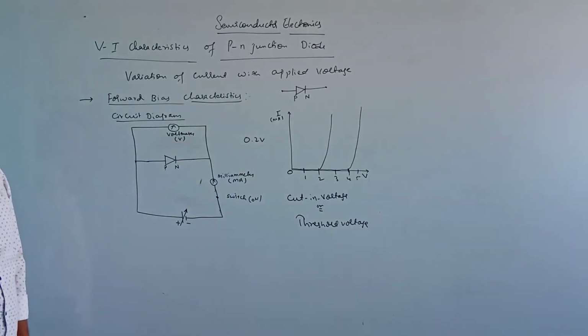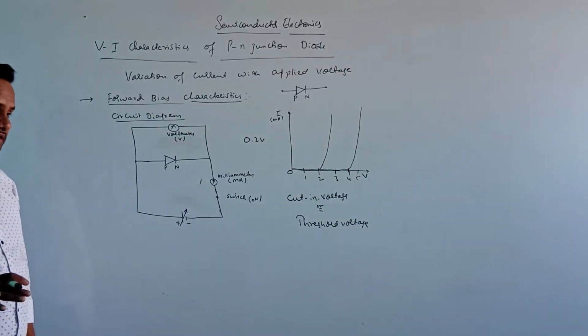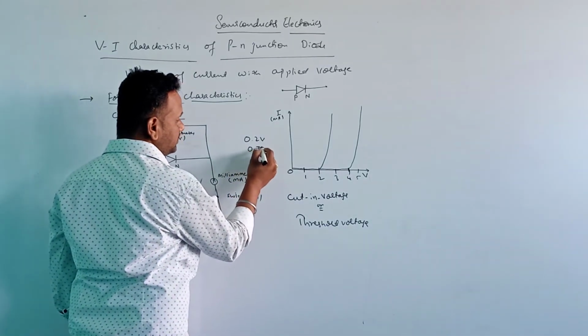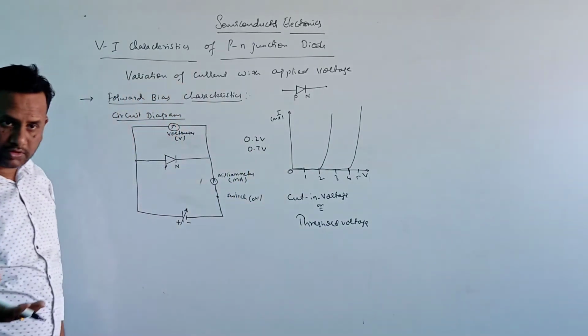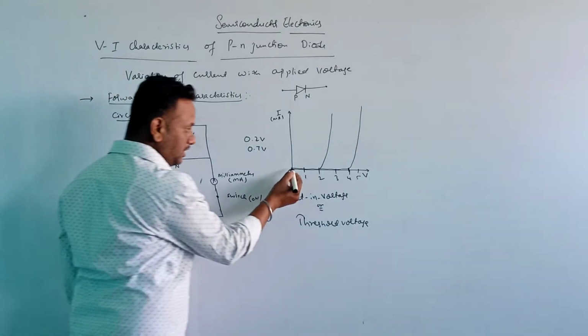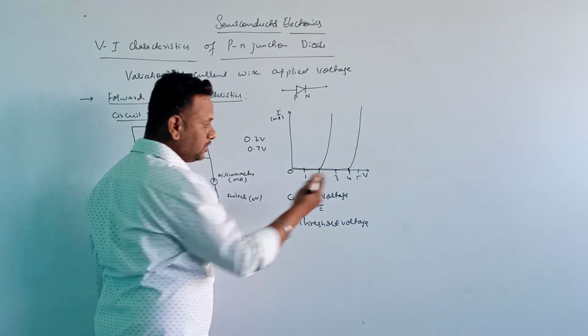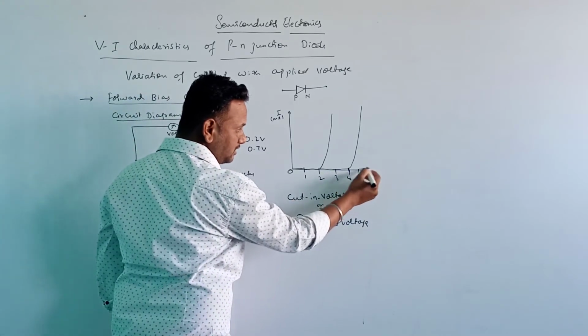Now if I say I am using the silicon semiconductor diode, its cutting voltage is 0.7 volt. So approximately, in the beginning, what will my current be? It will be almost negligible. So here, it will start from 5, 6.